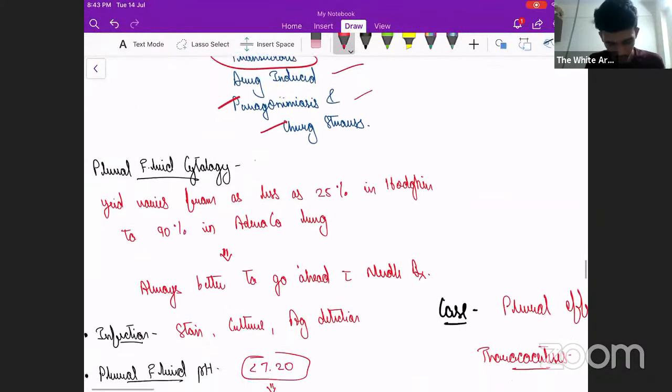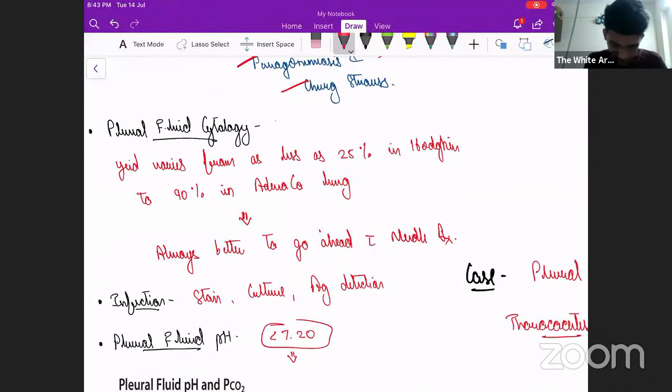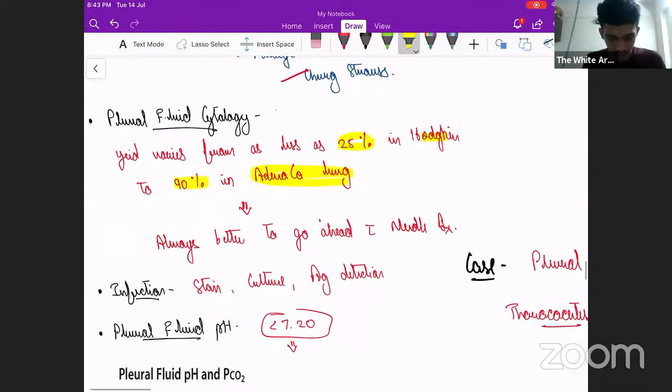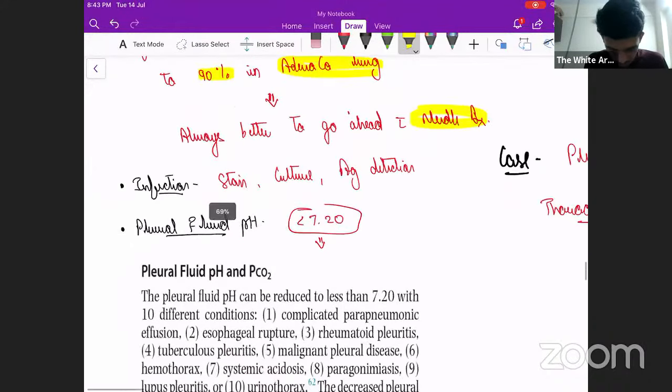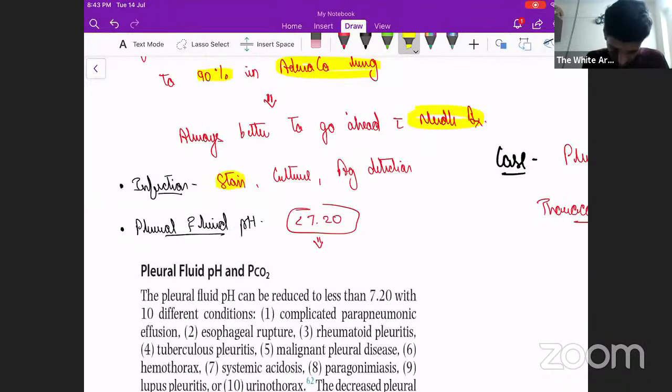Next, you do pleural fluid cytology, but the problem is pleural fluid cytology can vary from around 25% in Hodgkin's disease to 90% in adenocarcinoma lung. So there are various malignancies and the yield can vary. Okay, so that is why we cannot just confirm on cytology. We should go ahead and do a needle biopsy. Needle biopsy is important. Invasive procedure is important when we are thinking of malignant cause. Next is, if you're thinking of infection, then you can do staining, gram stain or acid fast stain, culture, and antigen detection has to be done.